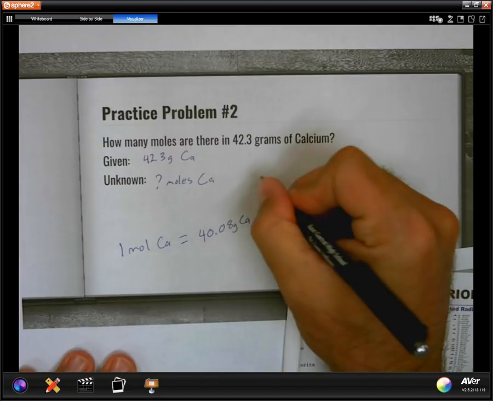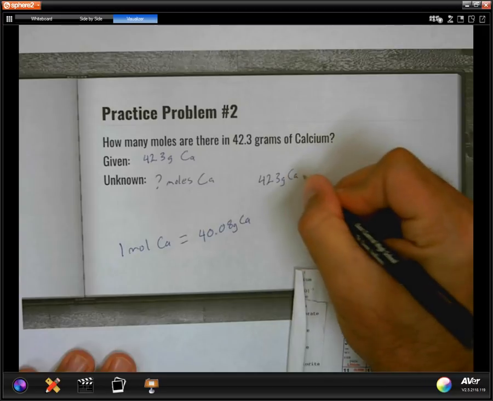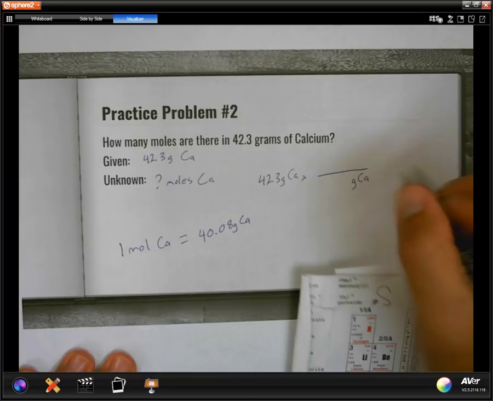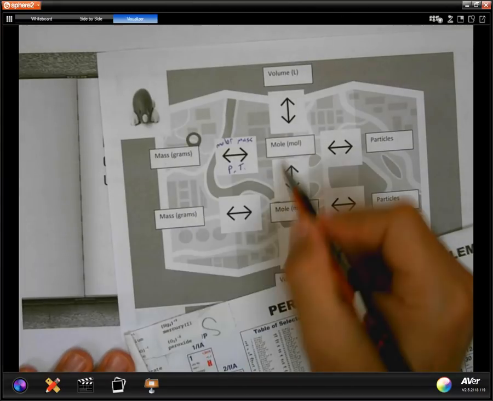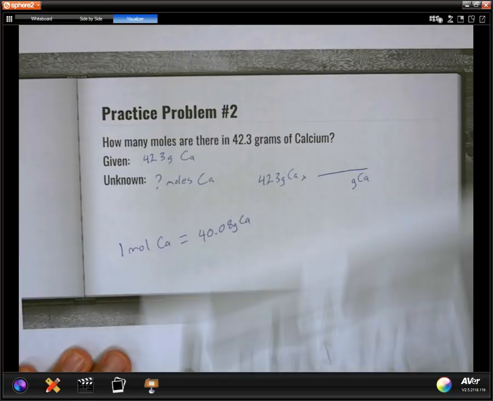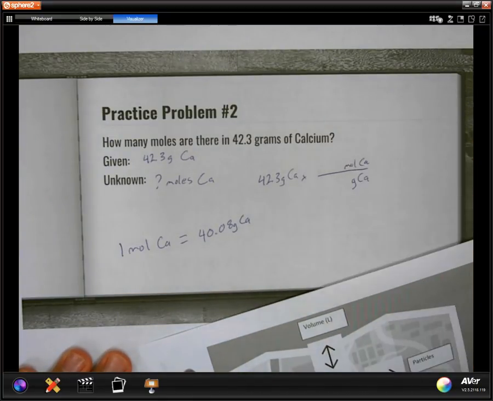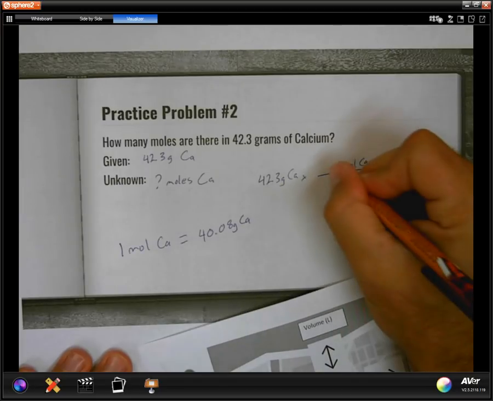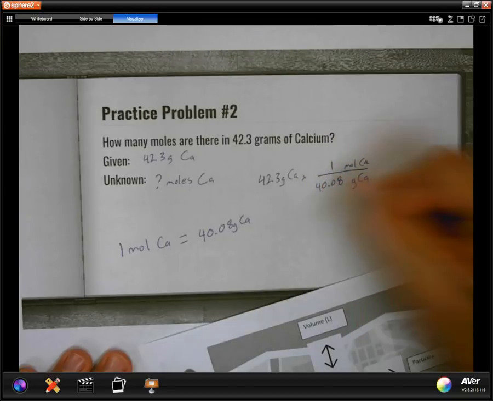We write down what we know. I know I have 42.3 grams of calcium. I'm going to follow my units. I know from grams I can go to moles. So it automatically tells me the only place I can go from grams is to moles of calcium. And then now I have to make this a true statement. How many moles equals how many grams? Well, I just saw my periodic table. 1 mole equals 40.08 grams.